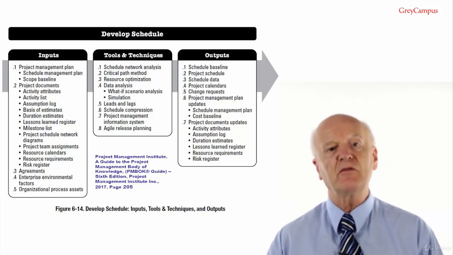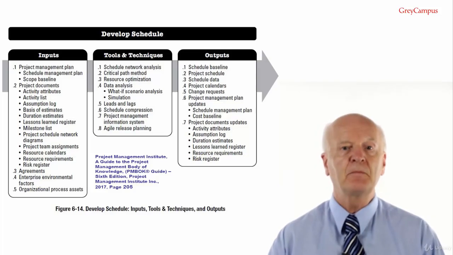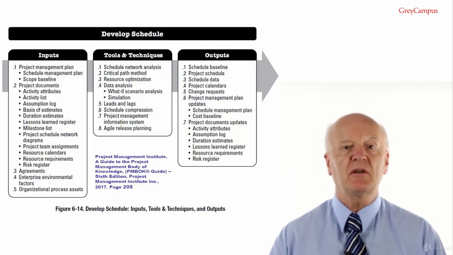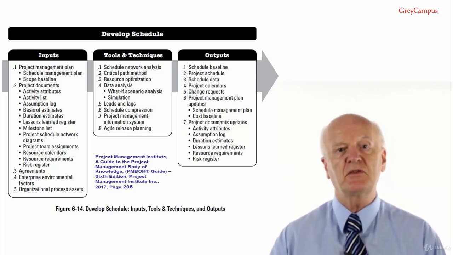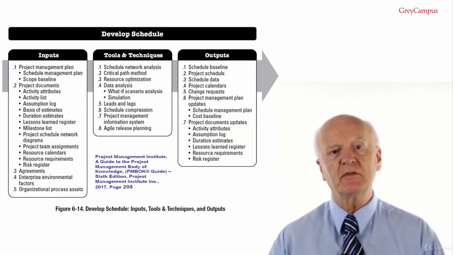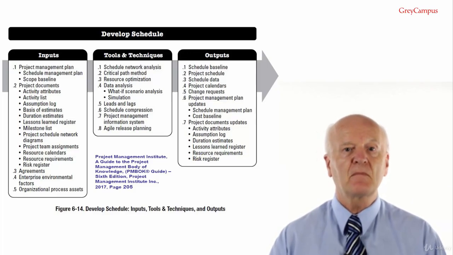Resource requirements identify the types and quantities of resources required for each activity. Risk register details all identified risks and their characteristics that affect the schedule model. Risk information relevant to the schedule is reflected in schedule reserves using the expected or mean risk input.